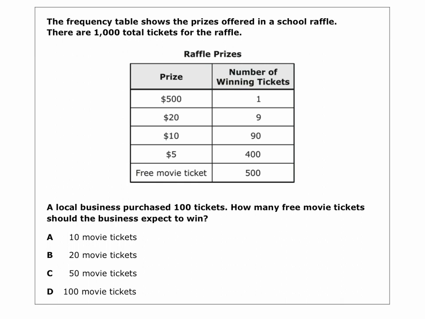So out of the 1,000 tickets for the raffle, 500 of those are going to win the free movie tickets. So I could write a ratio of 500 to 1,000. And if I want to know how many out of the 100 are going to be free movie tickets, I can set up a proportion and say 500 free movie tickets total out of 1,000 total raffle tickets equals X over 100, the number of tickets this business purchased.